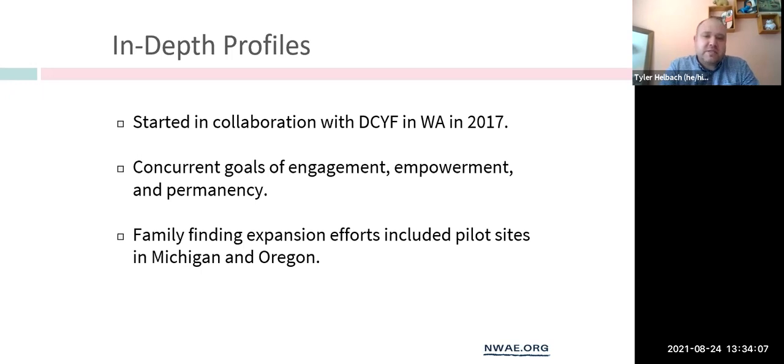Right now, our requirements are that in Washington, we're expanding to 9. Also, they have to have concurrent goals of engagement, empowerment, and permanency. Family finding expansions also have to include pilot states in Michigan and Oregon.